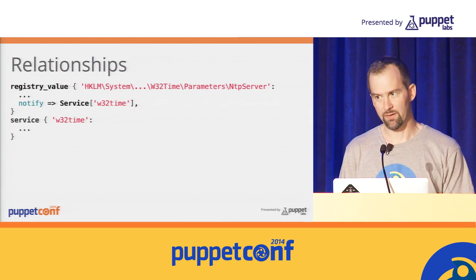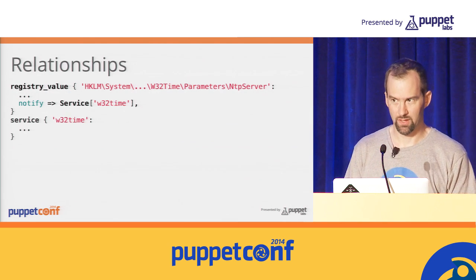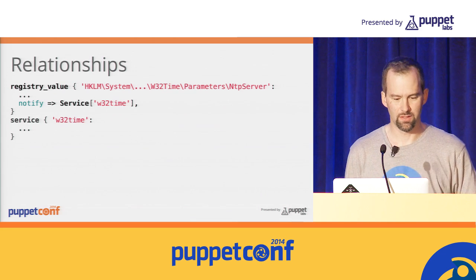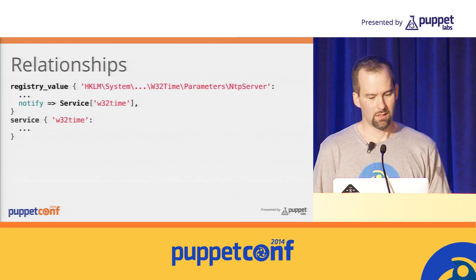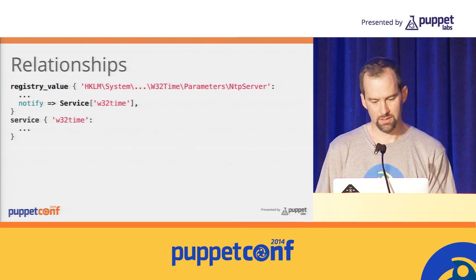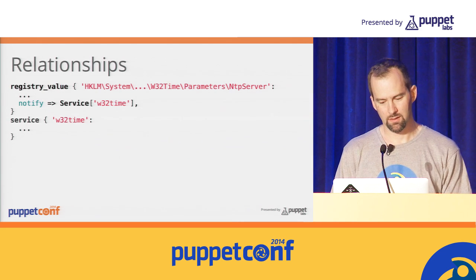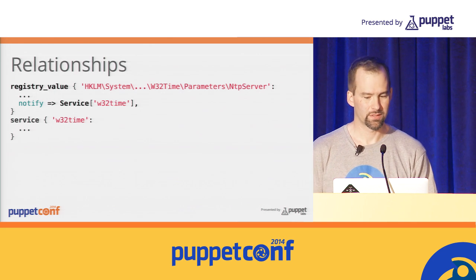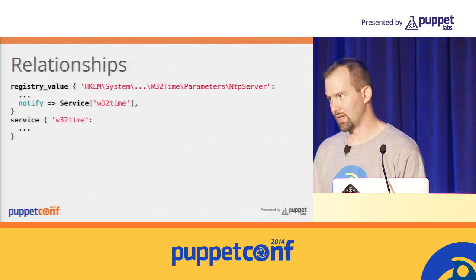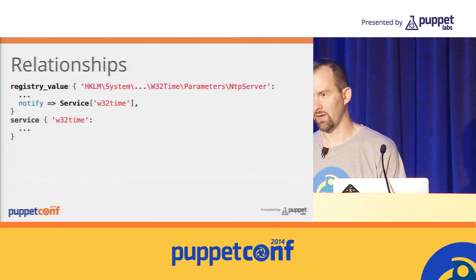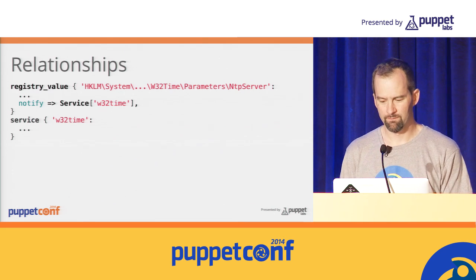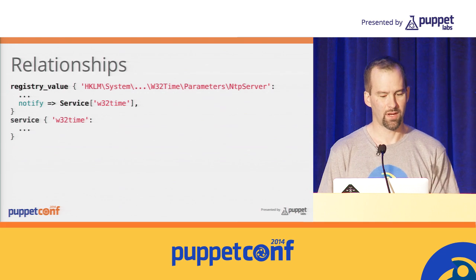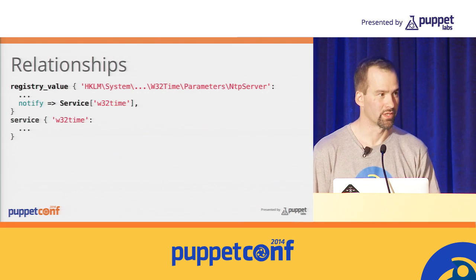Now, the one part I haven't talked about is the relationship, which you might have seen a couple of slides ago. And here we're basically saying that these two resources are related. And the way this works is the registry value notifies the time service. So what we're saying is we want the registry value to be evaluated first. And if that registry value changes, it should notify the service, causing the service to restart.